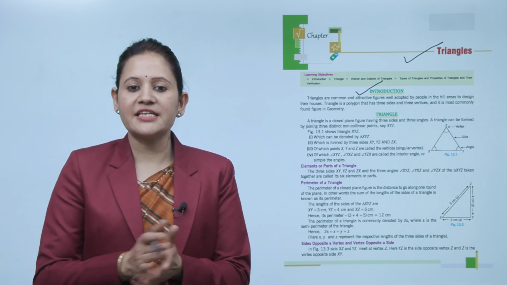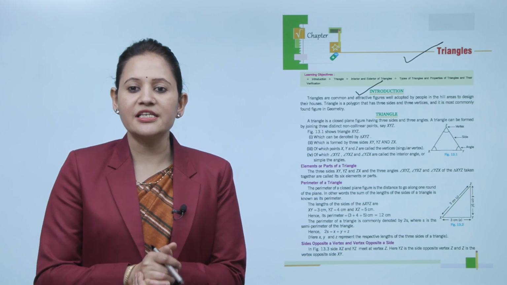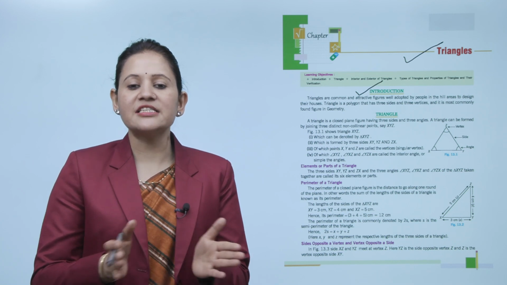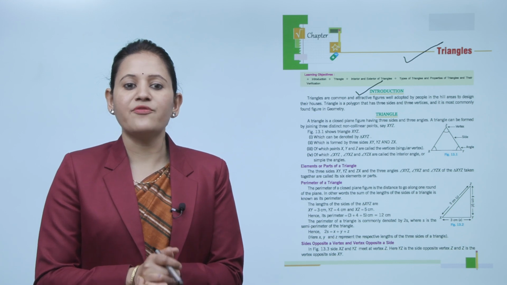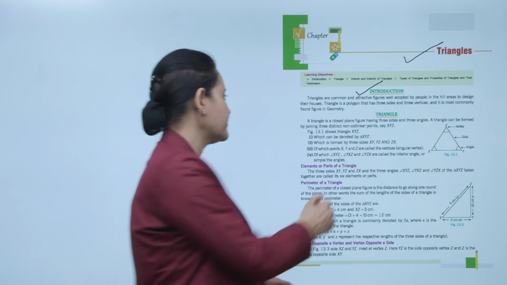Triangles are a common and attractive figure, well adopted by the people in all hilly areas to design their houses. A triangle is a polygon that has 3 sides and 3 vertices, and it is the most commonly found figure in geometry. Next is triangle.